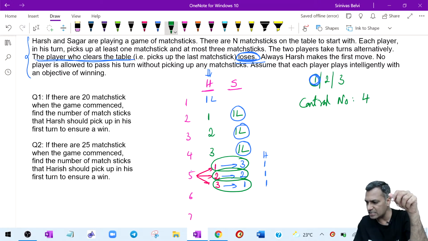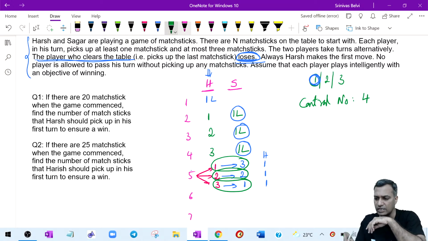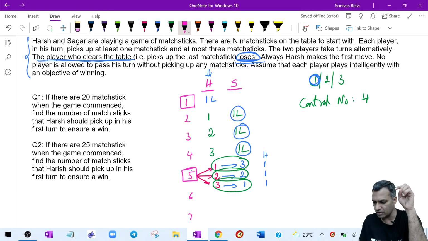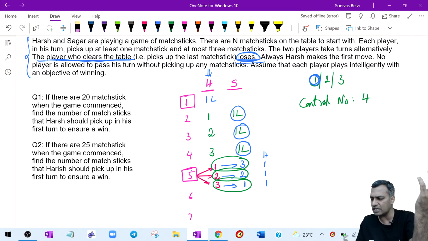Control number is 4. That's a control number. Now you got to understand, should I write the winning number or losing number? This time I will write it for the losing number, because losing numbers are coming in the stages. Winning numbers are many. So instead of writing it for the winning number, it makes sense to write for the losing number.